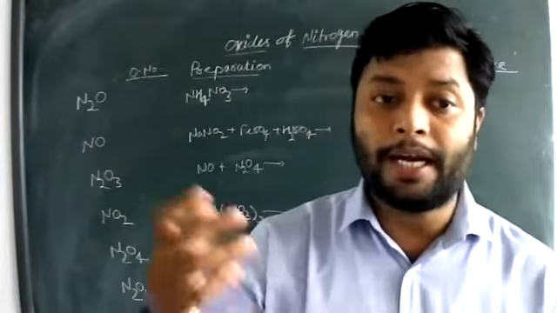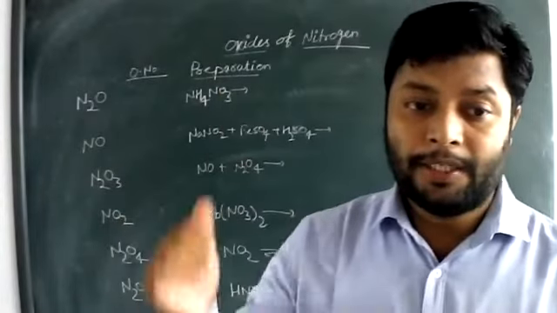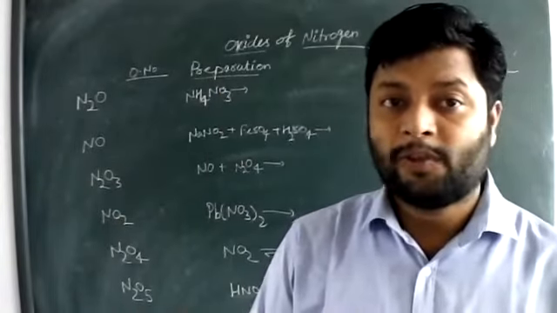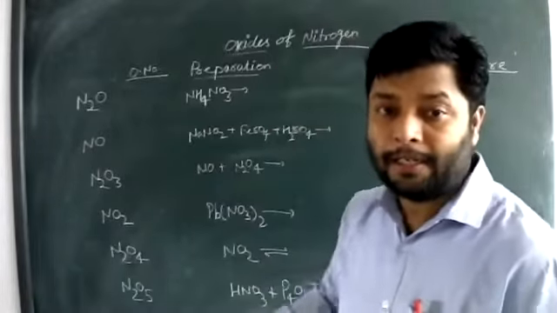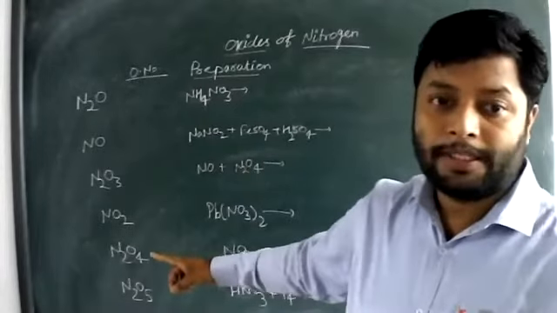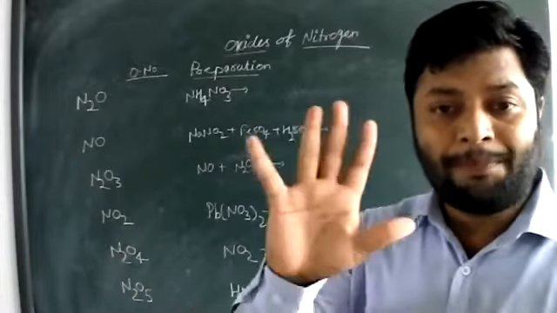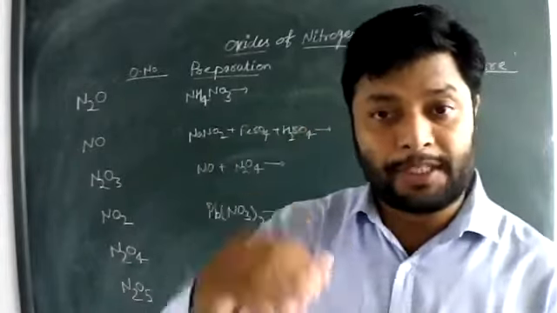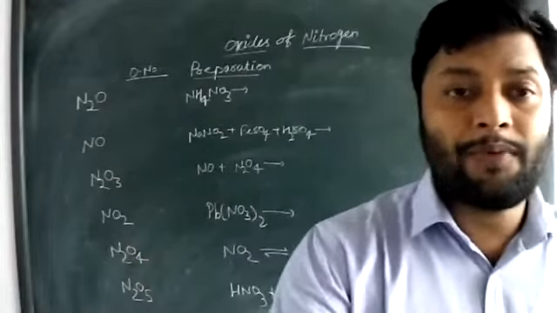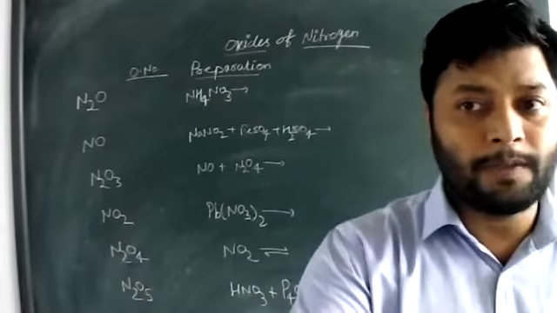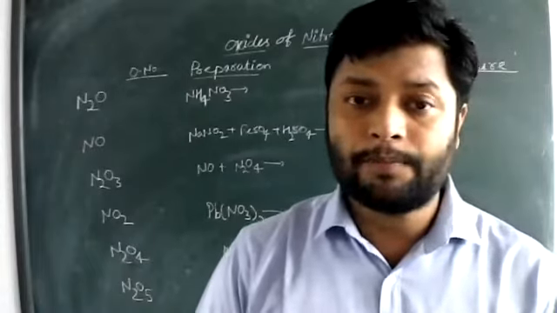As we know, there are different oxides of nitrogen present. You can see on the board, there are actually 5 oxides of nitrogen present, but N2O4 is a dimer of NO2. Overall, only 5 oxides of nitrogen are present, but including this N2O4, there will be 6 oxides of nitrogen. So first, let's discuss the oxidation number one by one.